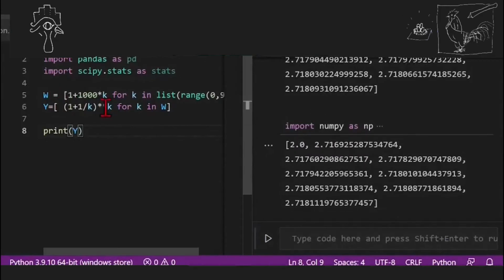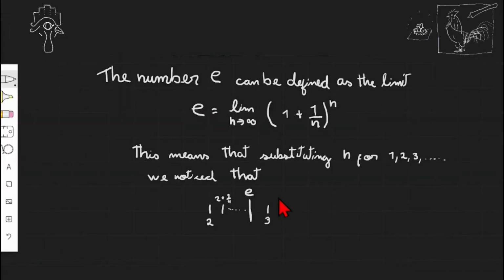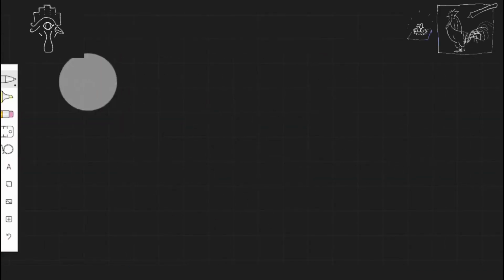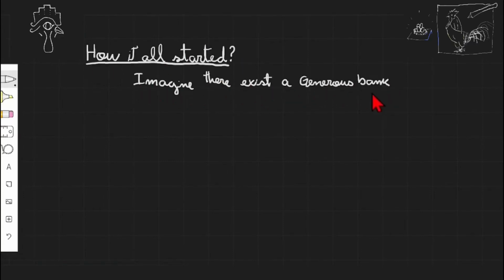We can see here on Python the values when n is equal to very big numbers, and we notice that it's getting closer and closer to the number 2.718 and so on, which is the number e. How did this number start and why is it related to the instant interest of a bank? Well, for that, let me tell you the following story.